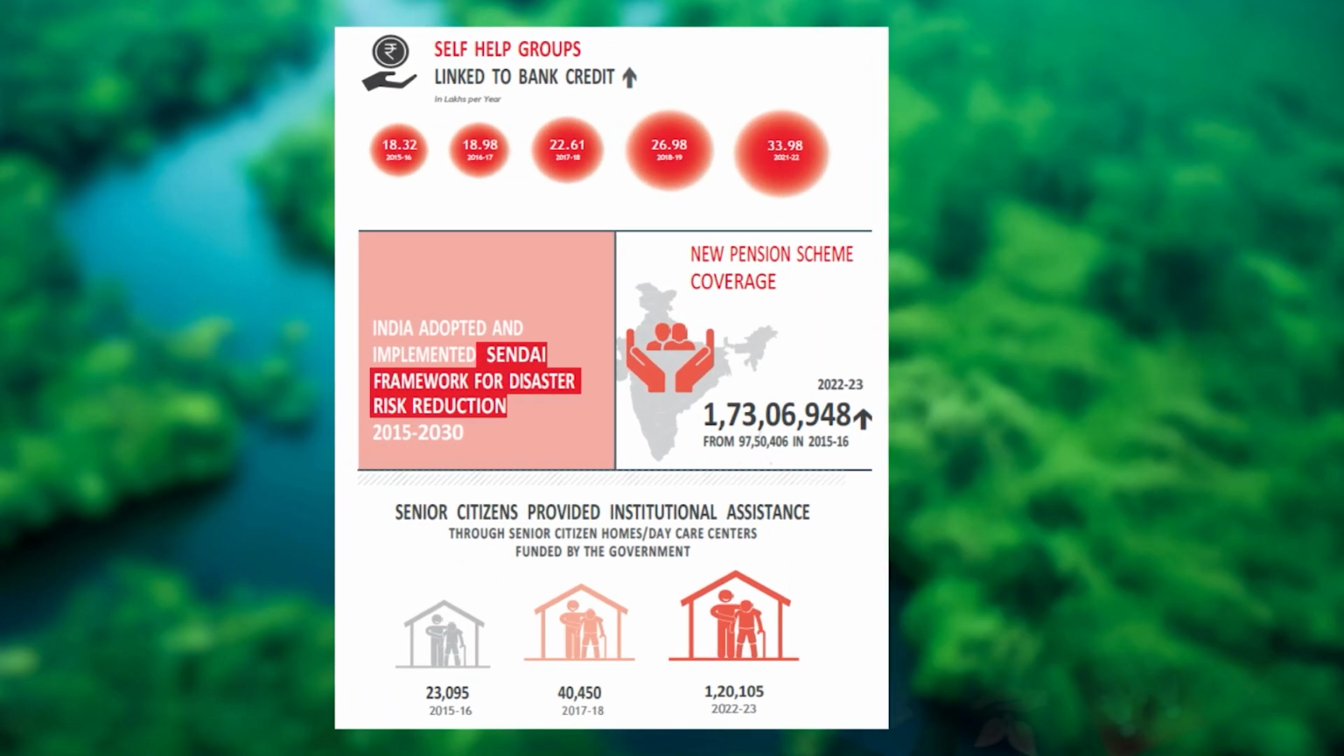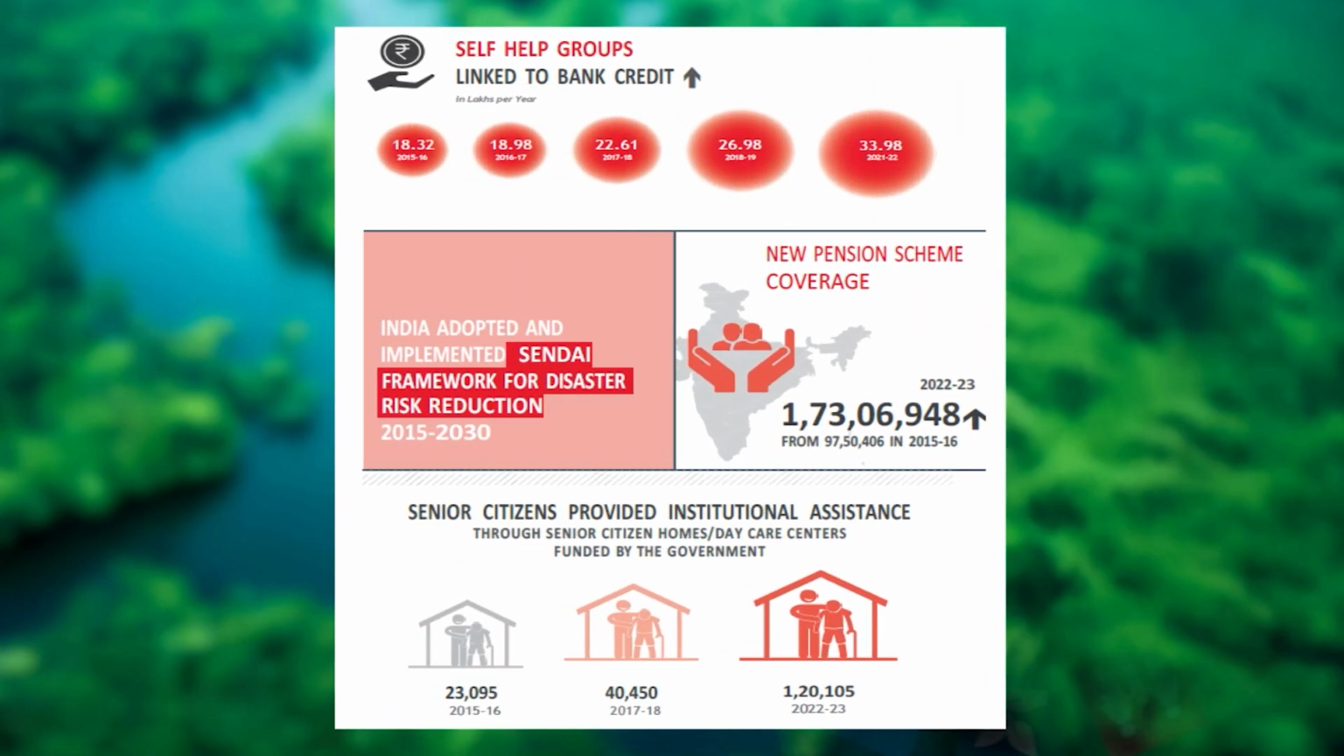When we are trying to summarize all this achievement, we will see our self-help groups linked to bank credit, that is, opening up to self-help groups to improve their livelihood. You will see here we had 18.3 in 2015-16. Now in 21-22 it is about 33.98. Our progress is a sudden jump in the last 9 years.